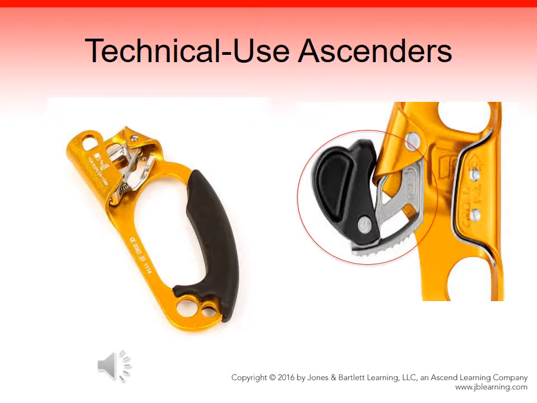Technical use ascenders are designed for ascending with only one person's body weight and are not for hauling systems in which forces are multiplied. Please take note of the red circle on the right. The technical ascender has sharp points that grab the rope and the cam. This is usually not destructive for single-person loads. However, with multiple-person loads or in a mechanical advantage system, they can damage the rope significantly.